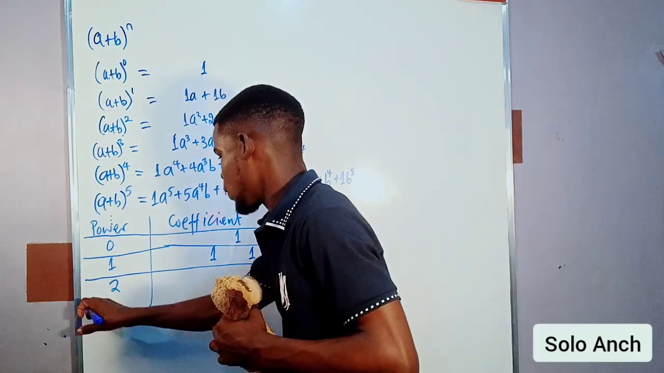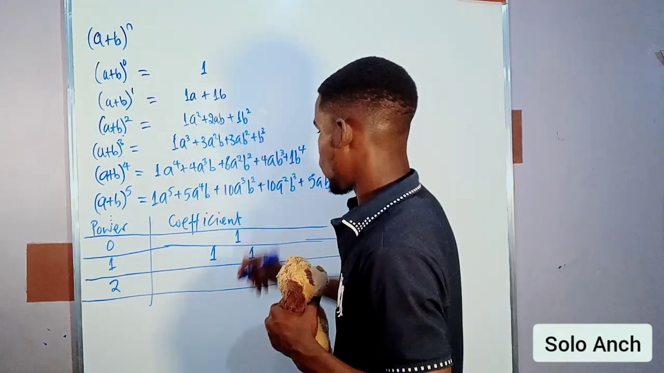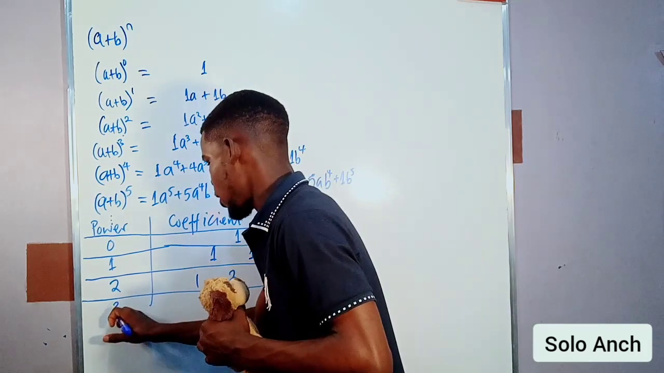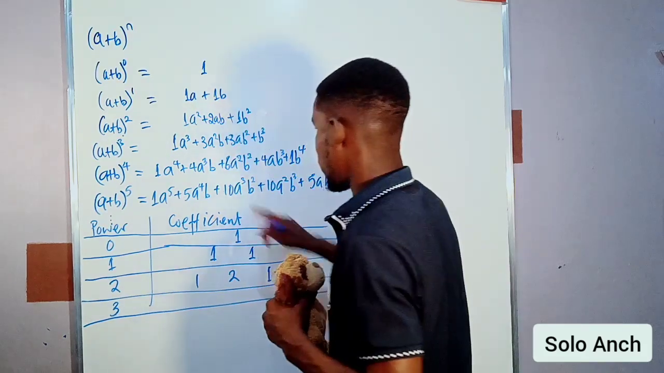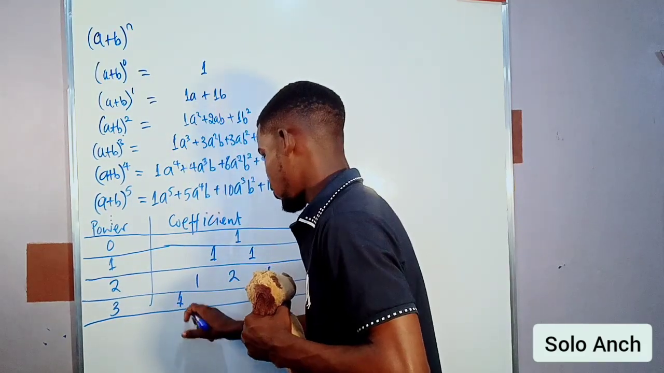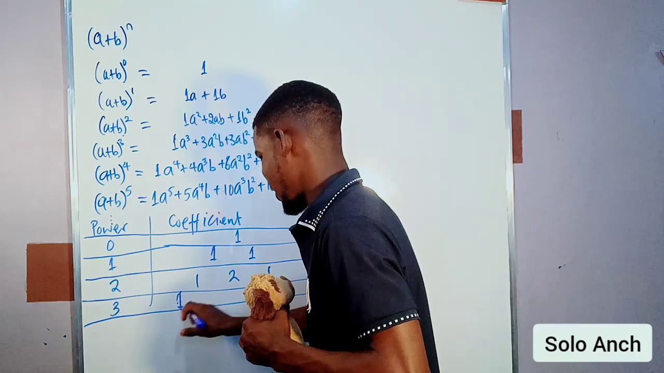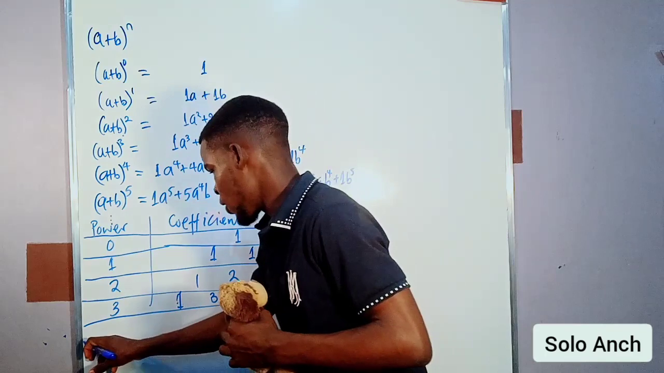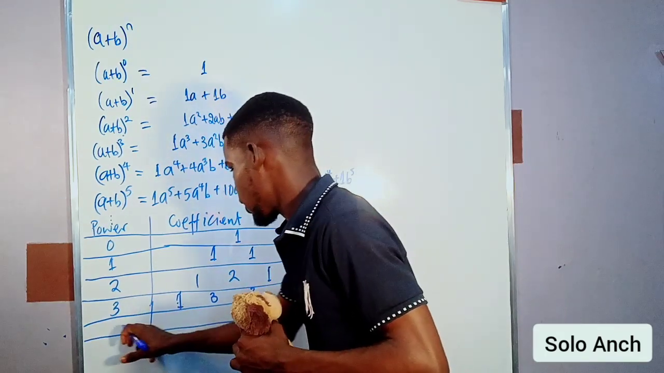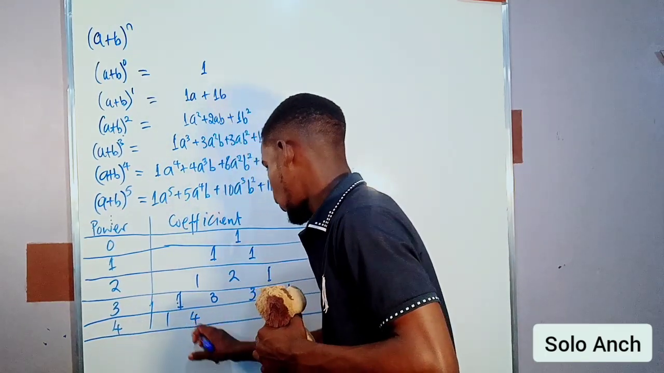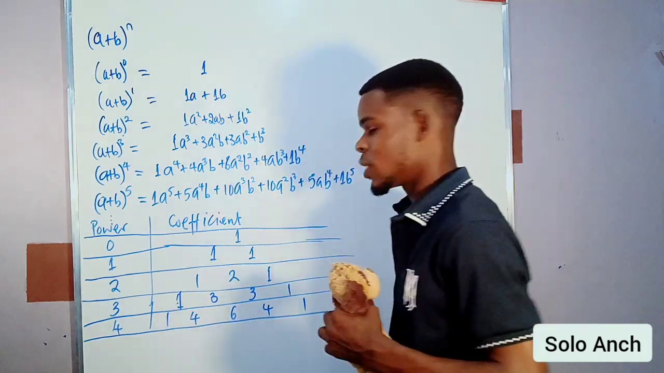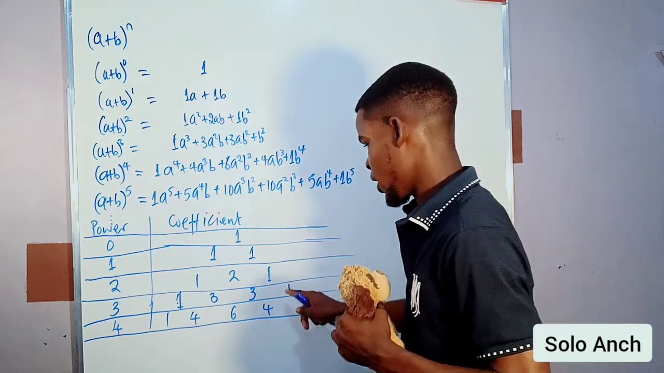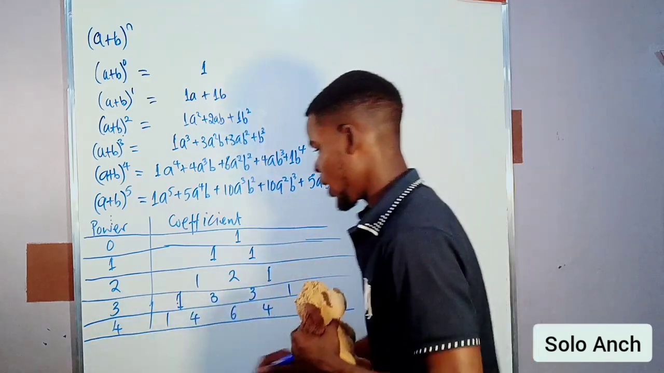When the power is 2, the coefficients are 1 for the first term, 2 for the second term, and then 1 for the last term. When the power is 3, we get 1, 3, 3, 1. I know that because I already know it, and a lot of you can agree with me on that. When the power is 4, we get 1, 4, 6, 4, 1. Maybe you can even see where we are going: add 1 to 3, you get 4; 3 plus 3 is 6; and 3 plus 1 is 4. We always start and end with 1.